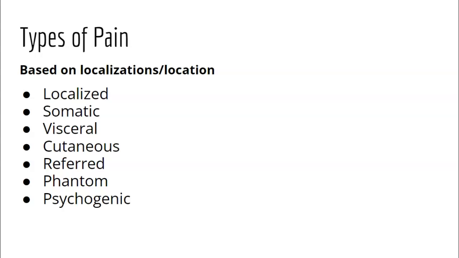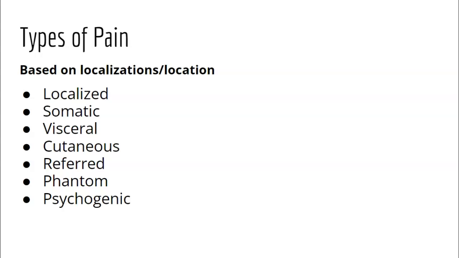Cutaneous pain is superficial pain, usually involving the skin or subcutaneous tissue. Referred pain is pain that originates from somewhere and moves to somewhere else. For example, a person who's having a heart attack might have referred pain of the left arm, or sometimes gas pain after surgery can actually move to the shoulders. So those are what we call referred pain because the pain originates in one place but has moved to a different place.